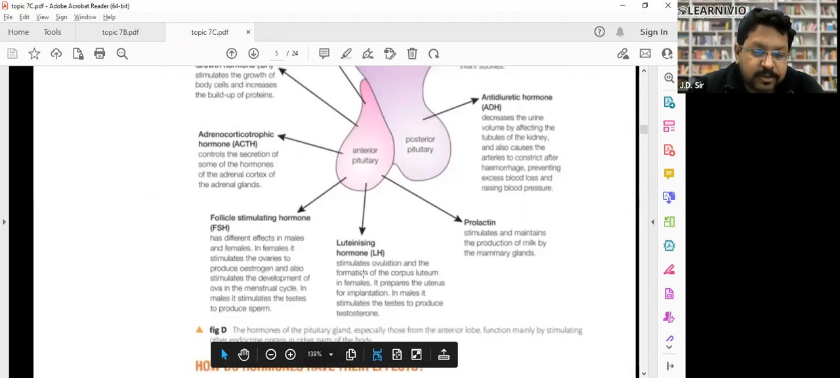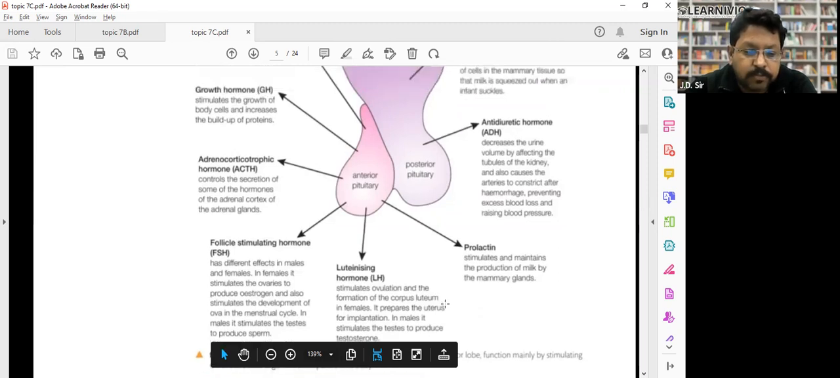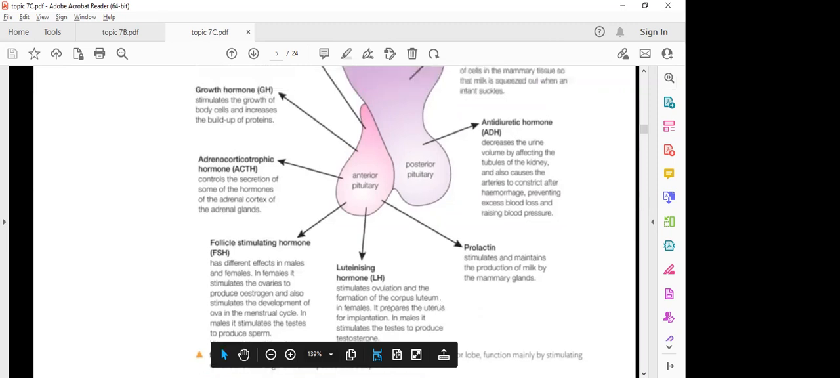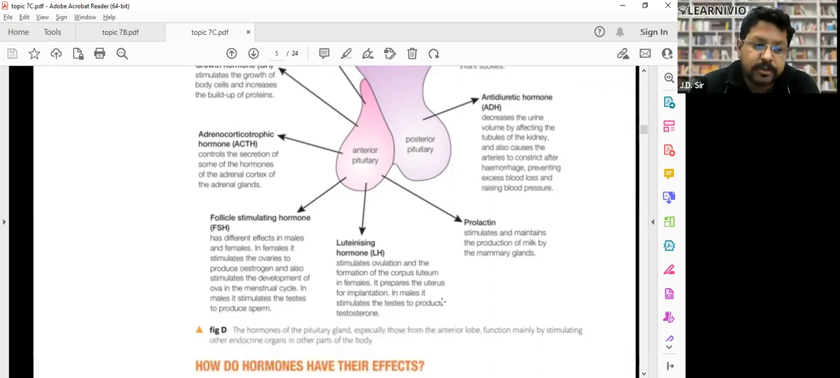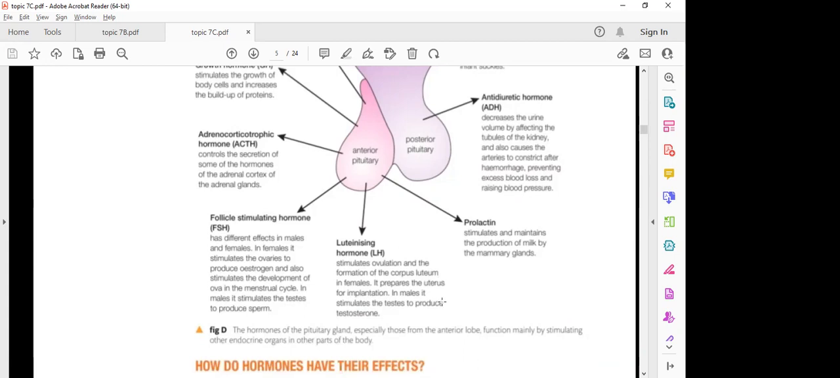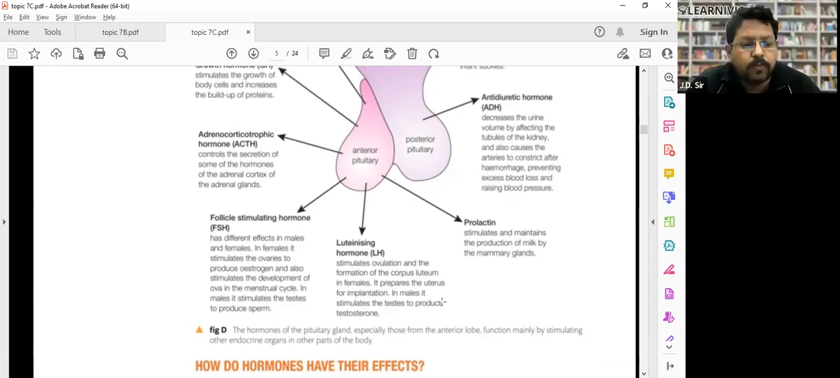Luteinizing hormone, LH, stimulates ovulation, meaning release of the ova in the female, right? Formation of corpus luteum. Do you know the corpus luteum? Have you gone a little through female megasporogenesis, the formation of the egg in the ovary? Sorry, I've forgotten it. I'll tell you.